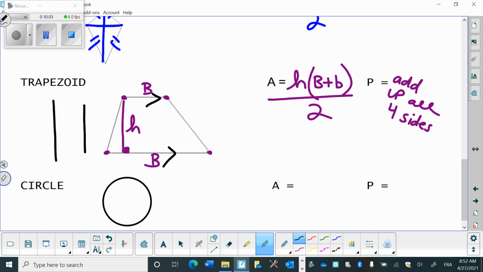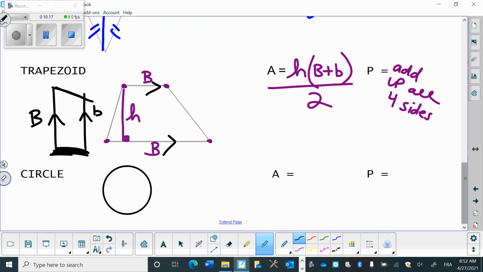Sometimes we might have a trapezoid looking like this. Just because it's sitting here doesn't mean that's your base. Your parallel lines are your bases, okay? Sometimes the pictures get rotated around. And then add up your bases, times height, divided by 2. Now circle we've done, right? So we know this. Area is pi r squared. Perimeter is a fancy word, circumference, 2 pi r, for your circle formulas.